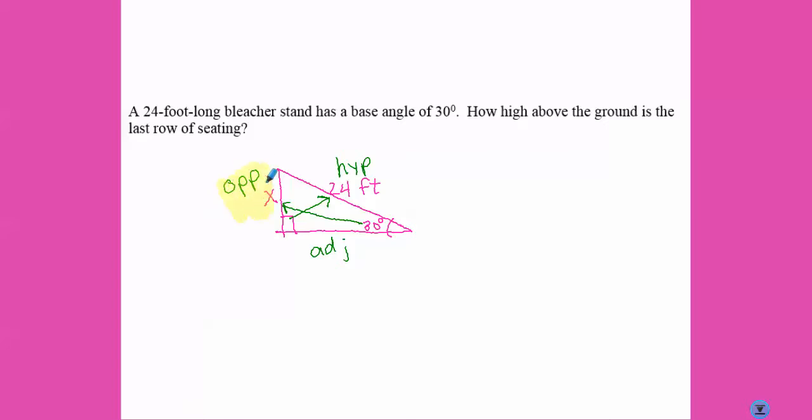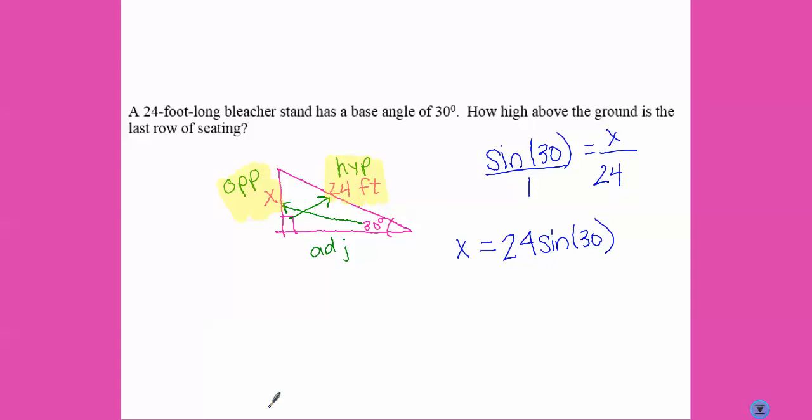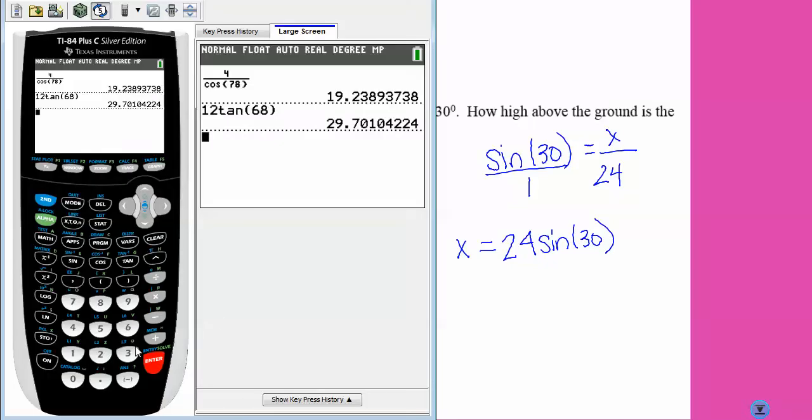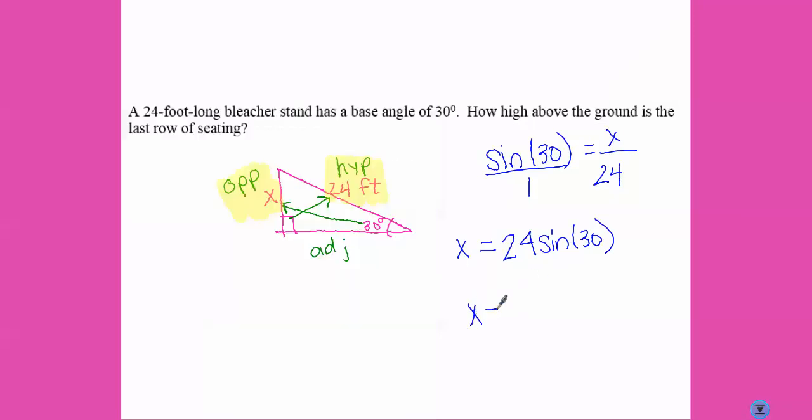So we're looking for our opposite side, and we know our hypotenuse. O and H is our sine function. So sine of 30 equals x over 24. Put this over 1 and cross multiply. 1 times x is x. Sine 30 times 24 is 24 sine 30. Since x is by itself, we can just put that in our calculator. 24 sine of 30. And we get that x equals 12.